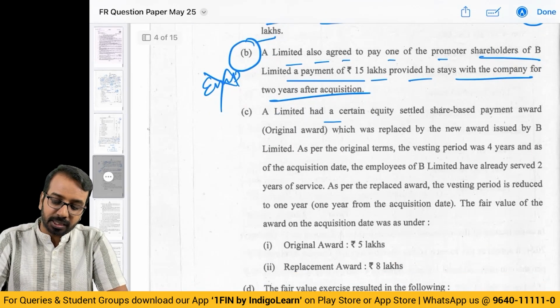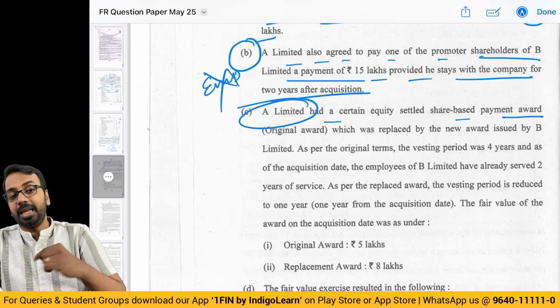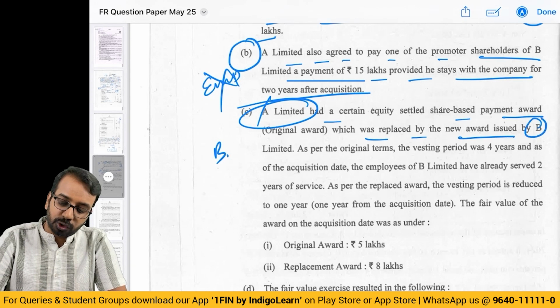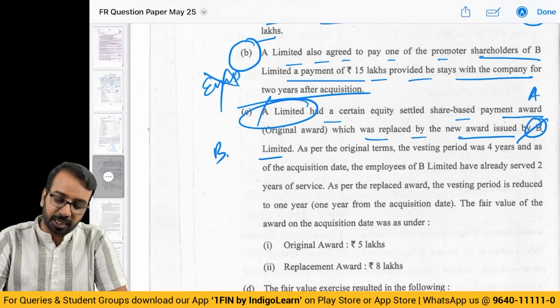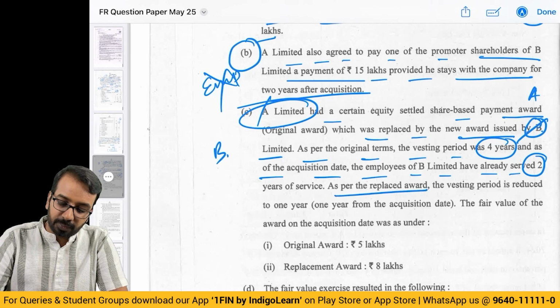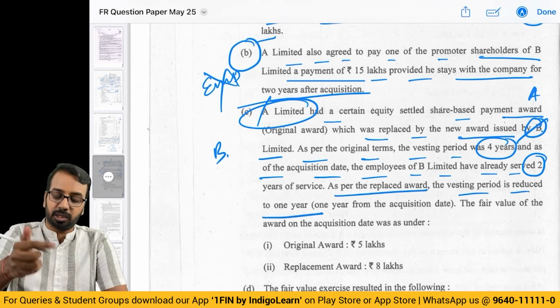A Limited had certain equity settled share based award. This is an error in the question. A Limited, this should have been B Limited, which was replaced by the new award issued by B Limited. So B Limited will be issuing. So it should not be A. As per the original terms, the vesting period was 4 years, and as of the acquisition date, employees of B Limited have already served 2 years. As for the replaced award, vesting period is reduced to 1 year. So 1 year from the acquisition date, it will be completed.